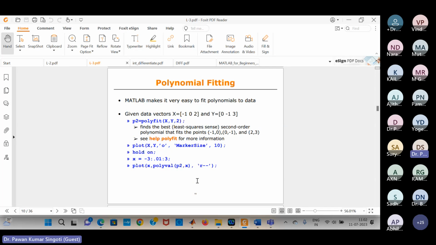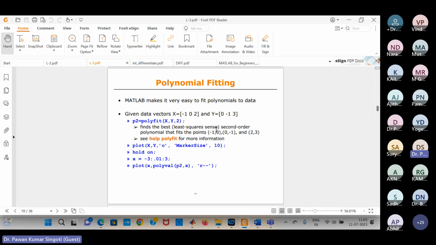Polynomial fitting is also possible. For this purpose, you have to write some extra things in this plot command. Okay, so p2 is polyfit(x, y, 2). It will fit between x and y. Okay, x is a vector, y is a vector. In between, it will be in the least square sense.